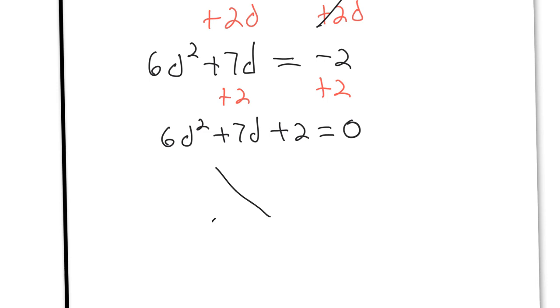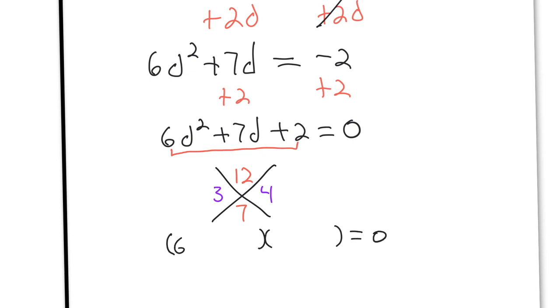So I'm going to do my diagram. I'm going to multiply a times c. 6 times 2 is 12. My middle term is 7. Two numbers that multiply to 12 and add up to 7, 3 and 4. I'm going to do my two binomials equal to 0. So I have a 6d and a 6d. That's your a value, 6 with a d. I'm going to bring down the factors, plus 3, plus 4 over here.